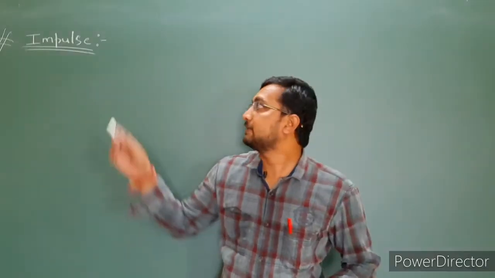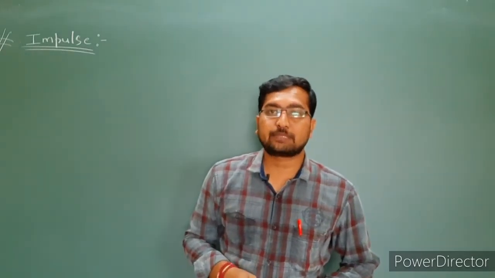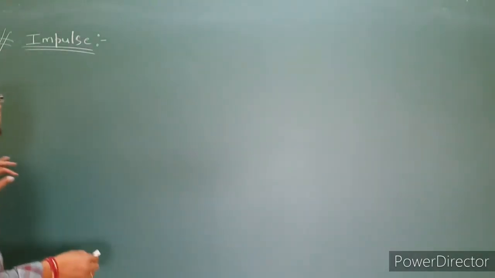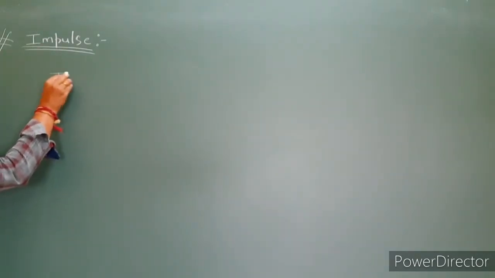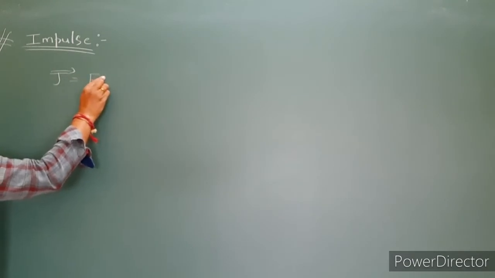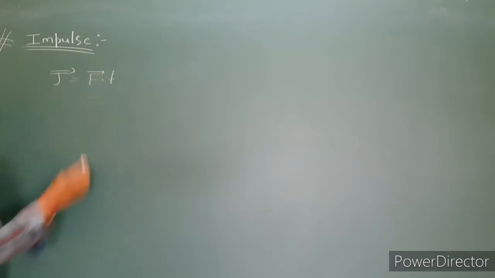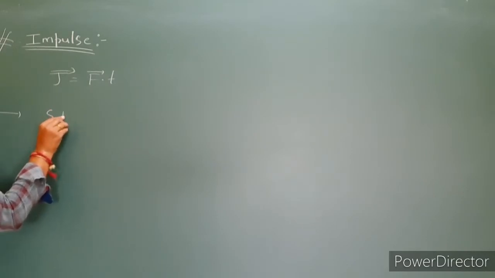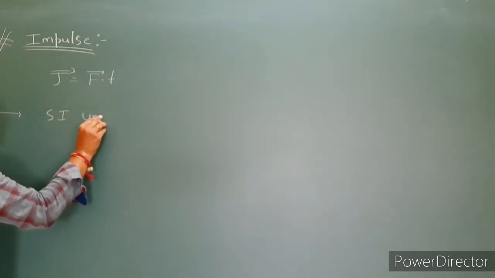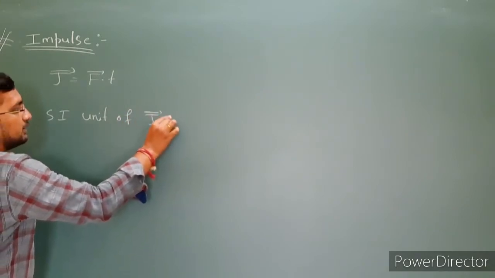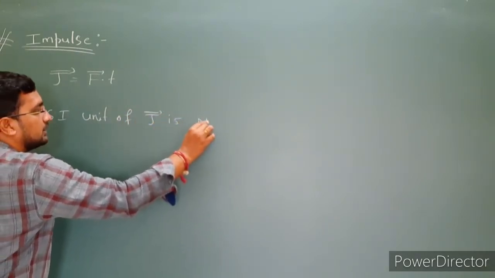The next concept is impulse. Impulse is a product of force and time. It is denoted by J vector. That is J vector equal to force into time. What is the SI unit of impulse? The SI unit of impulse is Newton second.